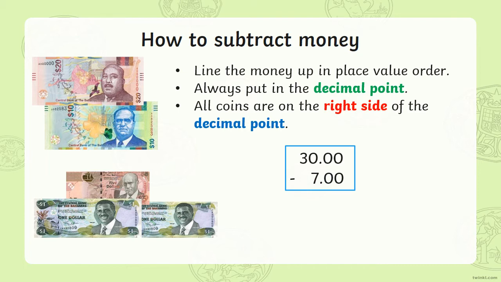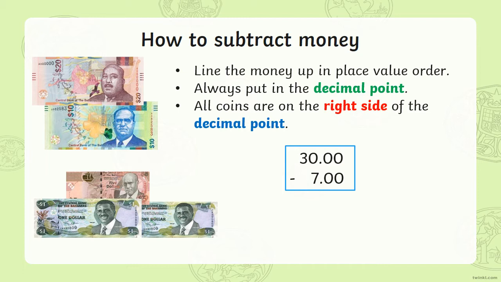So we have at the top 10 plus 20 is 30. So we have that at the top. But let's look at the bottom. We have $5 plus $2. So that is $7. So now we are to take away $7 from $30.